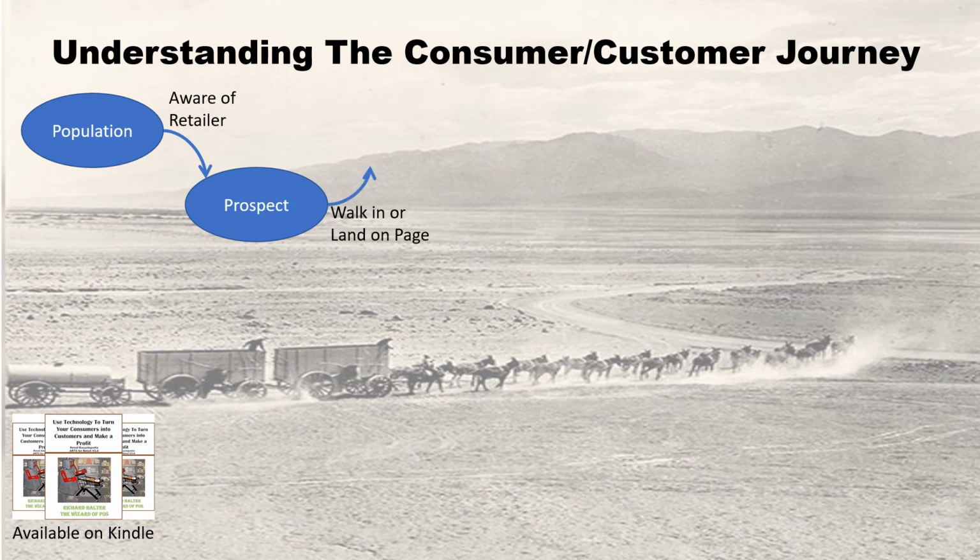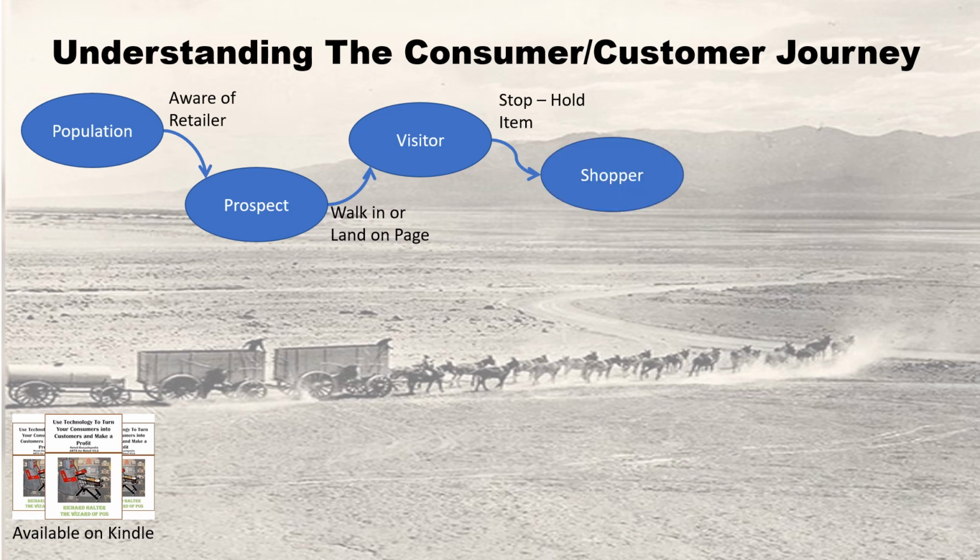They then walk in and land on a page, and that makes them a visitor to your world. Okay. If they stop and hold an item, they then move to becoming a shopper. So a shopper is a visitor that stops and examines merchandise in a way that demonstrates a level of interest to potentially purchase the items.